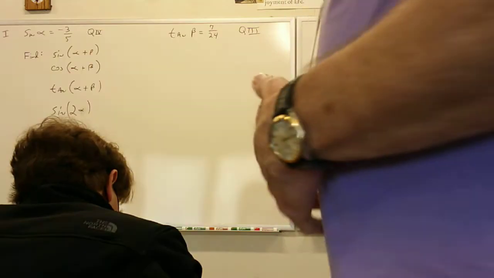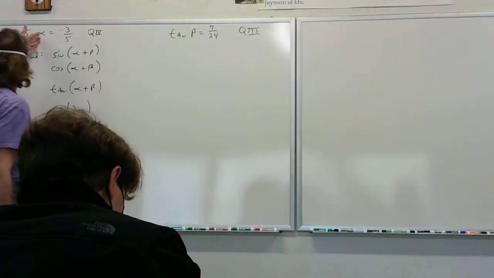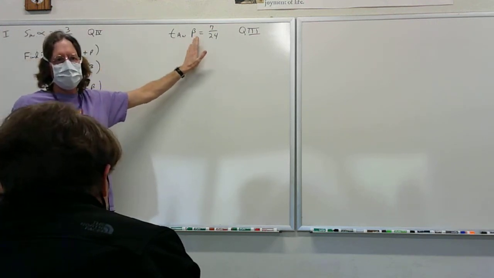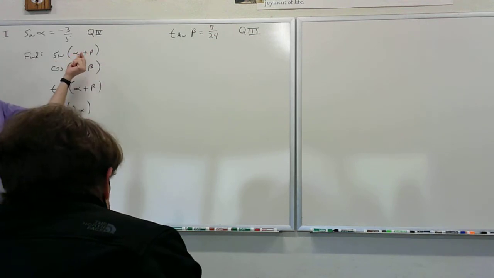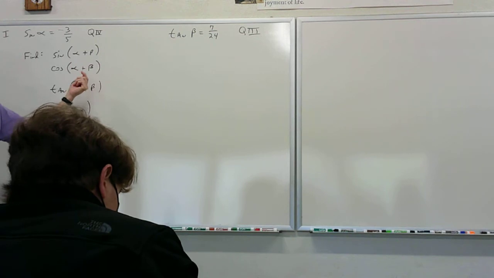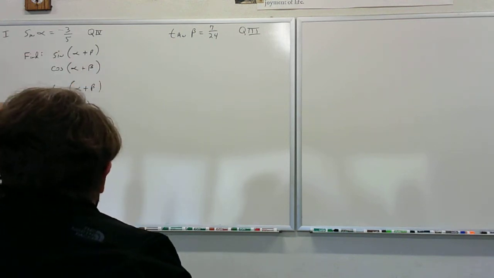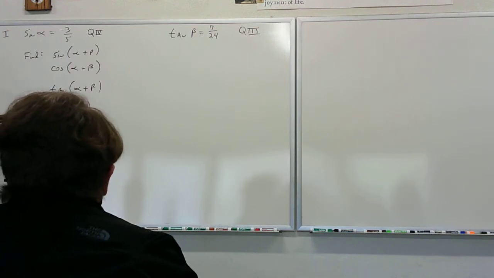So what we're going to do is talk about what happens if you know information about the angle alpha, you know information about the angle beta, and then you want to know what would happen if you had the sine of the two angles added together, or the cosine of the two angles added together. Okay? And this is where the rules that we gave you on the back of your sheet come in handy.